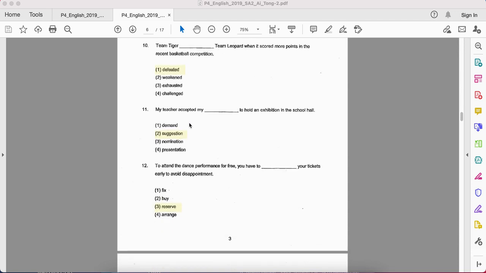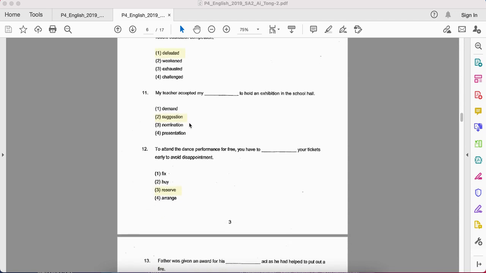Okay, for number 10. Moving on, question number 11. My teacher accepted my blank to hold an exhibition in the school hall. So if you look at the answers, we've got demand, suggestion, nomination, presentation. All right. So obviously, when you're suggesting something, you have to propose it to your teacher, for example, for it to be accepted. All right.